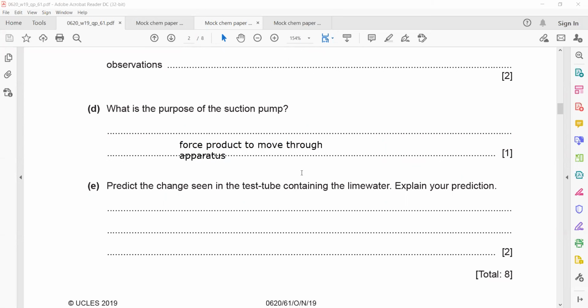Predict the change seen in the test tube that is containing lime water and explain your answer. We are burning ethanol, it produces carbon dioxide and water vapor, and that carbon dioxide we are passing through lime water, it will turn milky. And why will it turn milky? Because carbon dioxide is formed during combustion, or carbon dioxide is present. Or that it turns milky due to the presence of carbon dioxide.